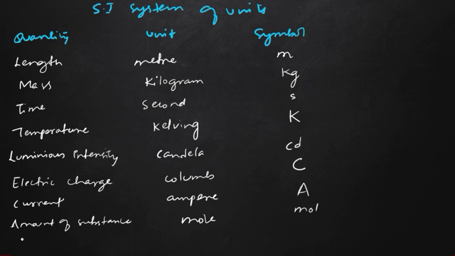Then angle. Angle means 30 degree, 0 degree, 180 degree, 90 degree, that type of angle. In SI unit, it is measured in radian. Then we can convert it into degree also. In general, its SI unit is radian, and it is written as small r, small d. And the last one is our solid angle. It is steradian.